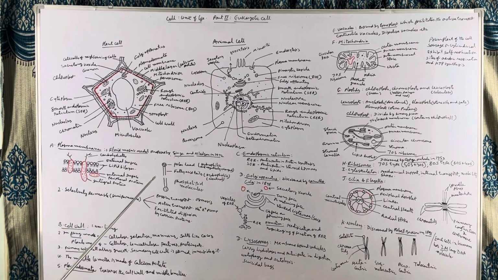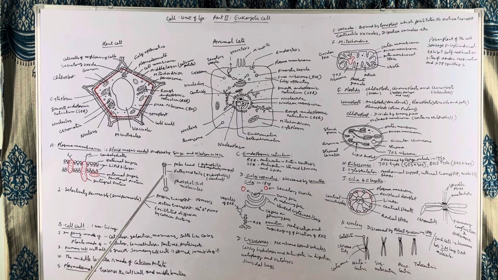So I have drawn one lipid molecule here. This is another lipid molecule. A lipid molecule has a polar head, then two tails made of fatty acids. The polar head is hydrophilic, that means it is water loving, so it remains towards the outside. Whereas the fatty tails are hydrophobic, they hate water, that's why they face inwards.